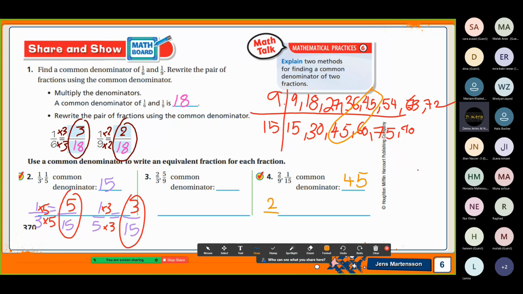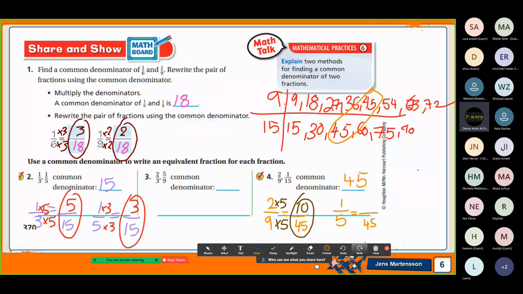So here, 2 over 9 and 1 over 15. It will be the denominator 45. Now how do you make 9 to be 45? By 5. And up by 5 also. So 2 times 5 is 10. So it is 10 over 45.